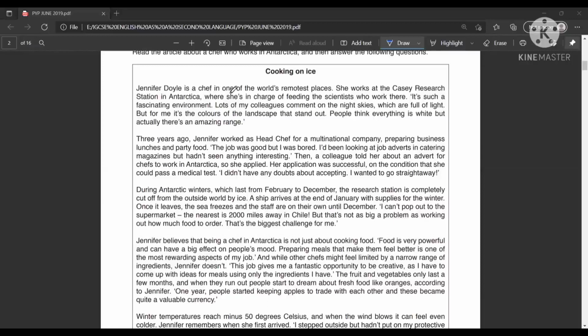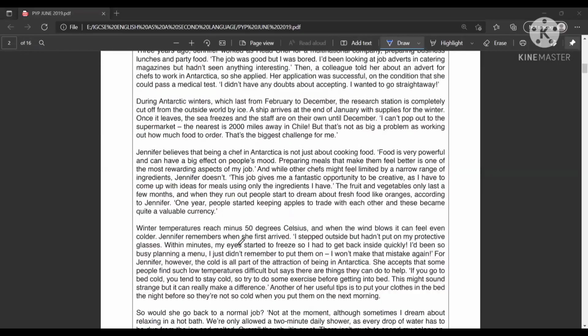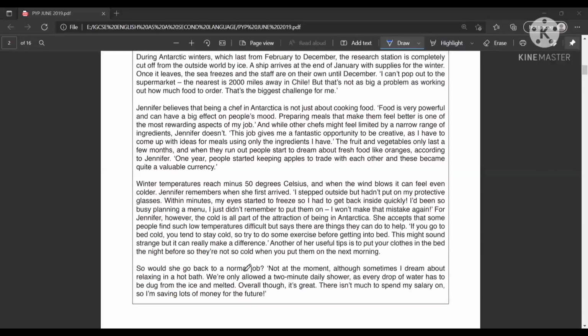Jennifer Doyley is a chef in one of the world's remotest places. Three years ago, Jennifer worked as a head chef for a multinational company, preparing business lunches and party food. During Antarctic winters, which last from February to December, this research station is completely cut off from the outside world by ice. Jennifer believes that being a chef in Antarctica is not just about cooking food. Winter temperatures reach minus 50 degrees Celsius, and when the wind blows, it can feel even colder. So would she go back to a normal job?